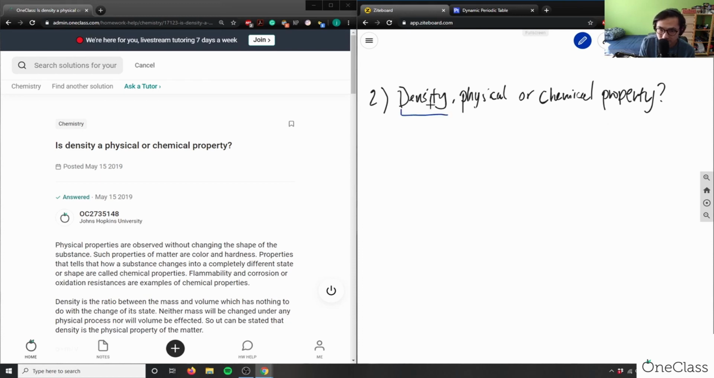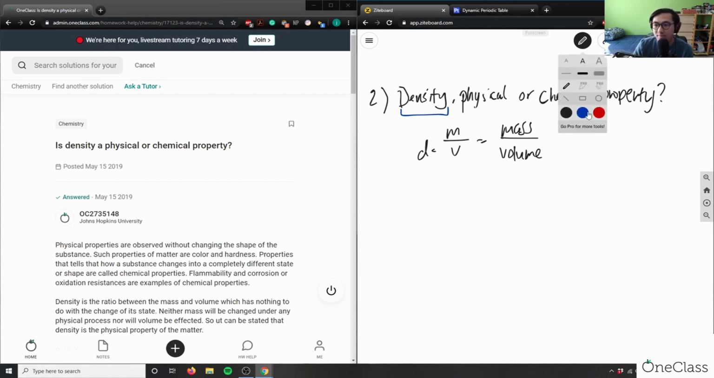So if we want to define density, remember what is density in the first place? Density equals, in a mathematical equation, D equals mass, M, divided by our volume, right? So this here is mass in grams divided by our volume. So basically how much something weighs per how much space it takes up.